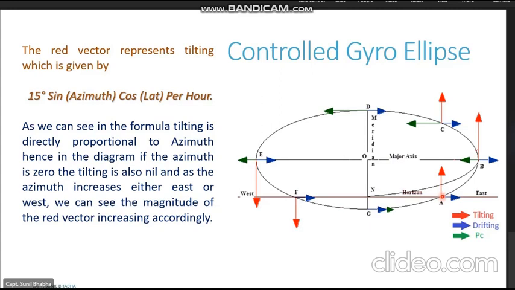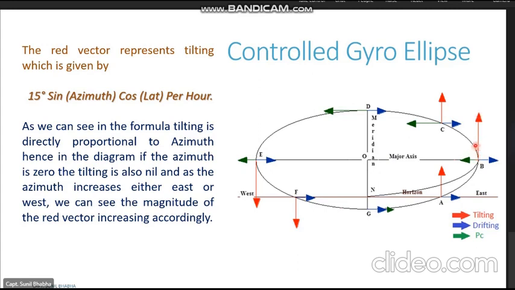If you go further away from the meridian, from point A to point B, the azimuth increases still further, and with the azimuth increasing, you can see the tilting vector also increases in magnitude. At point Bravo, the magnitude or the length of the tilting vector is much more. And if you look carefully, Bravo is the point where the spin axis is achieving its maximum easterly azimuth. And you will also see that it is at this particular point that the tilting vector has got the maximum magnitude.